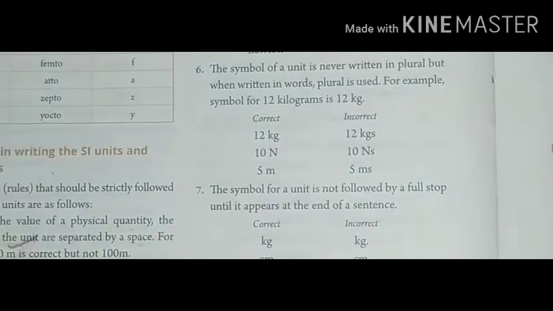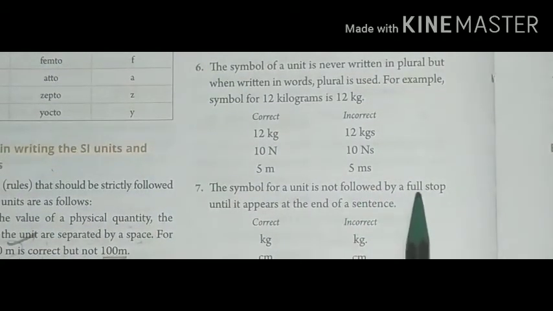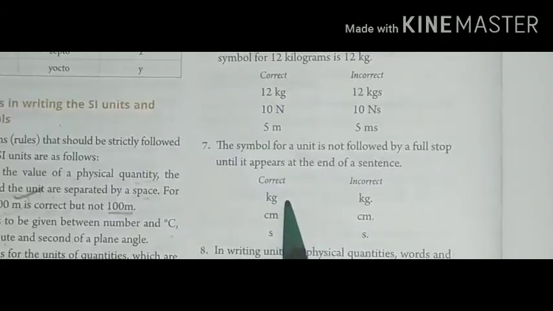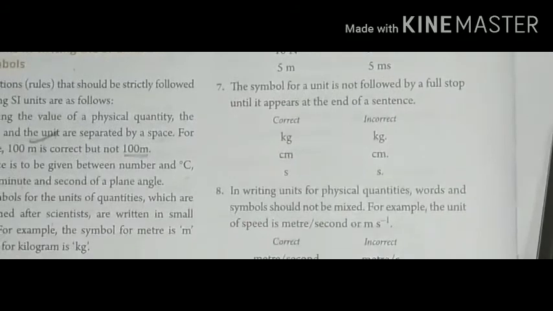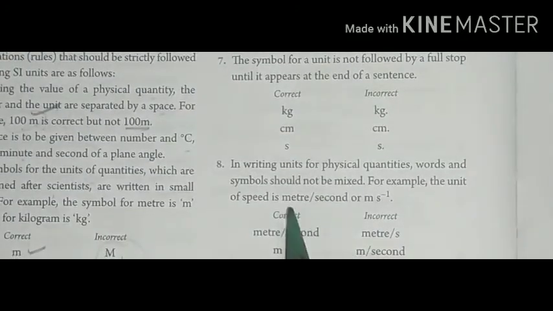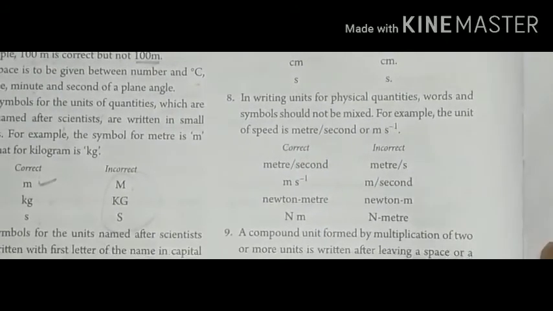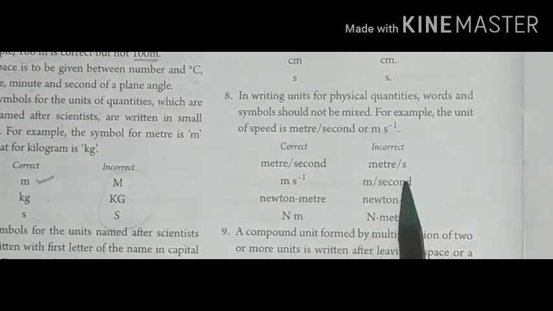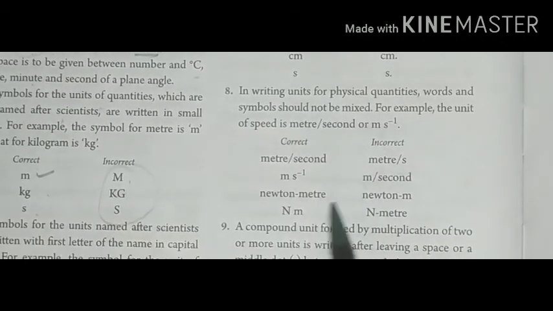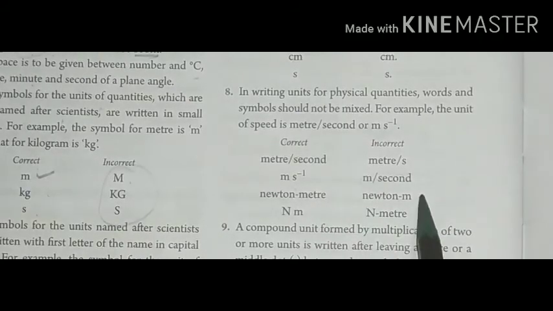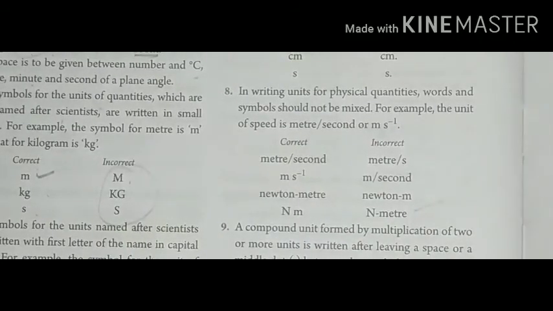The symbol for a unit is not followed by a full stop. That is, correct is kg, cm and s. Writing kg dot, cm dot and s dot is the incorrect way. In writing units for physical quantities, symbols should not be mixed. For example, the unit of speed is meter per second, m/s. Newton meter is N m. Don't mix a full name and a symbol. These are the correct ways, so you should remember these points.